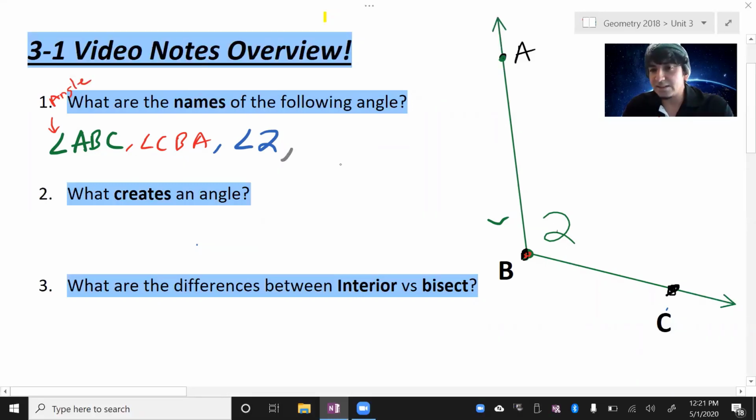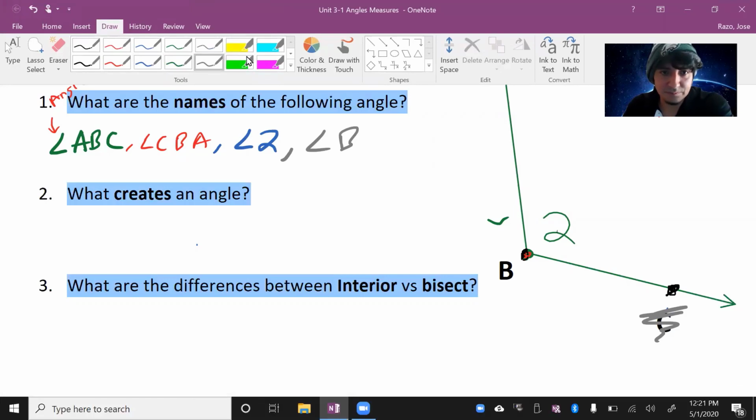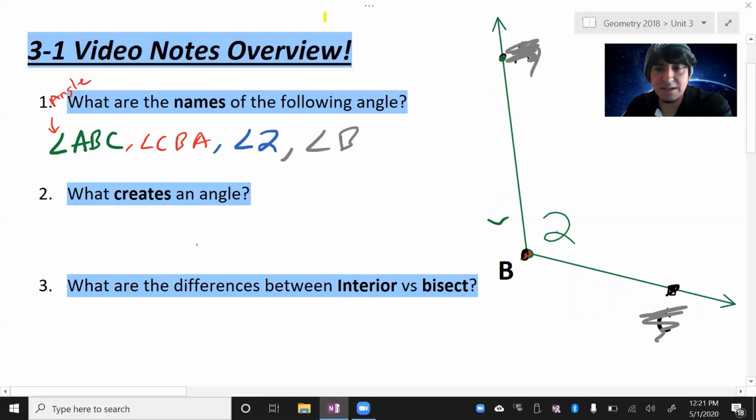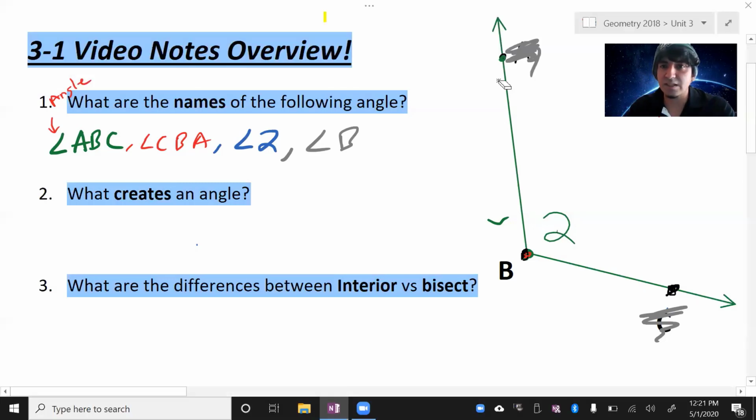Now the last one is going to be angle B. I know I said 3 points earlier, but sometimes you won't have these points present. And so sometimes if it's by itself, we can call it angle B as a way to name it. Now, the way it's located, angle B is right here. Anything else? Initially, it's whatever's in the center of both points.